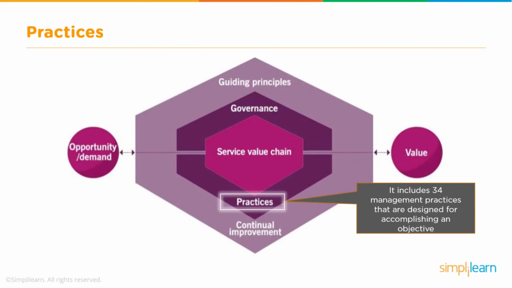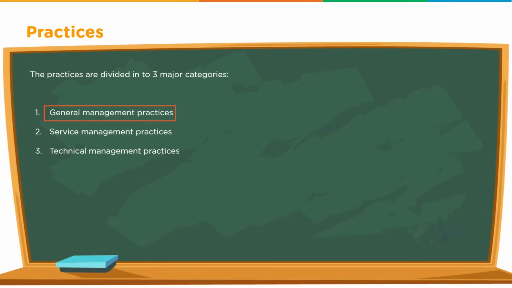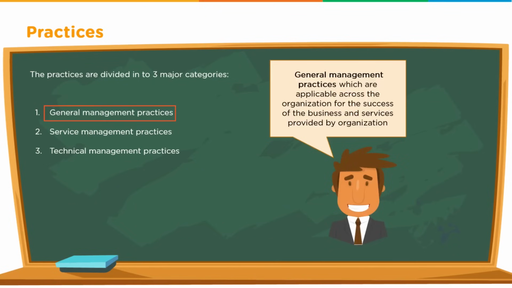So keeping this in mind, the 34 practices are grouped into three major categories: general management practices, service management practices, and technical management practices. When I say general management practices, which are around 14 practices, they are applicable across the organization, right? The general management practices are applicable across the organization, and this is not bound to any specific services.